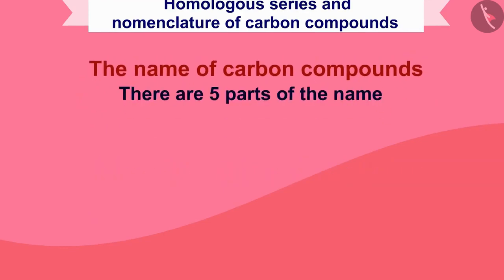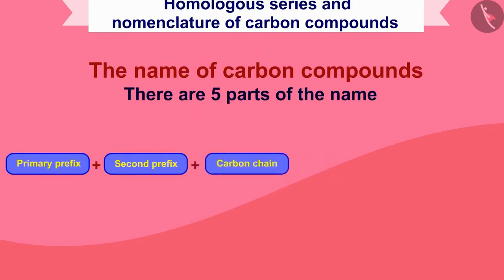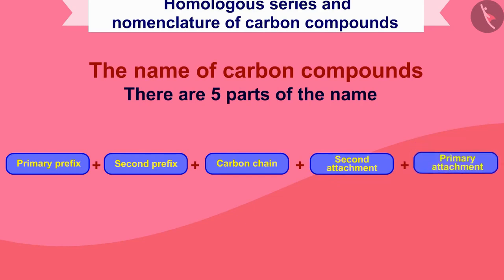The first part is the primary prefix. Then comes the secondary prefix. Then comes the carbon chain. Then comes the secondary suffix, which joins behind the name. And then comes the primary suffix. In this way, the name of our carbon compound is divided into 5 parts.